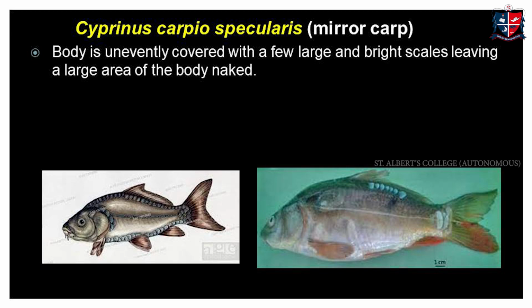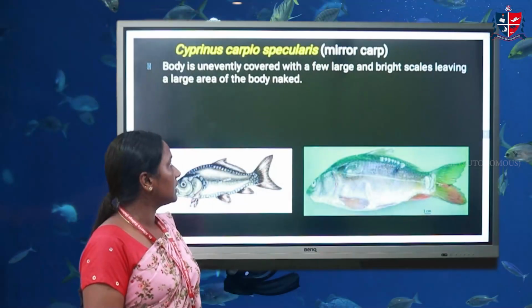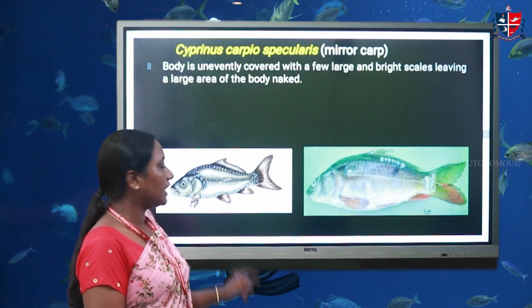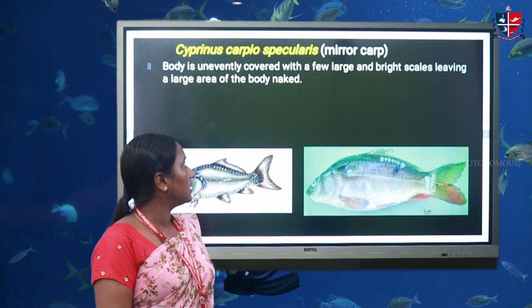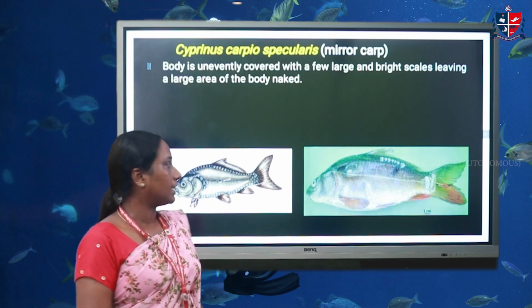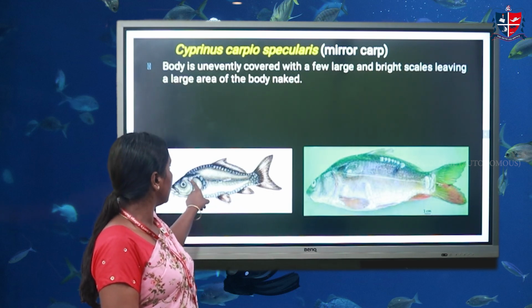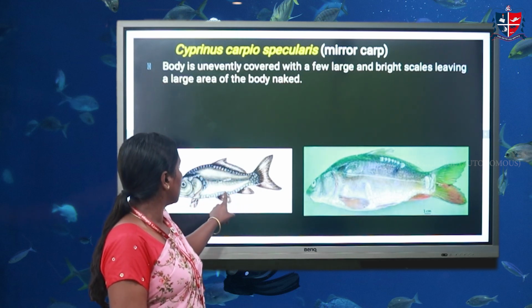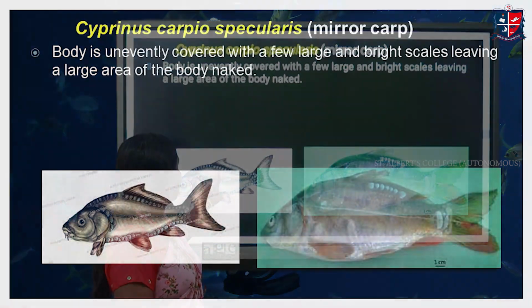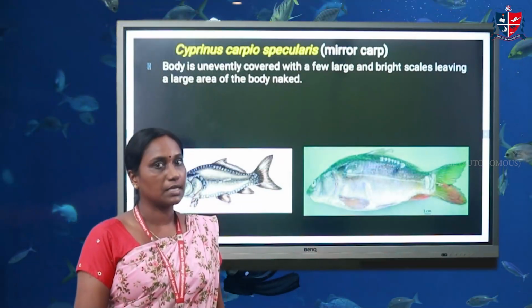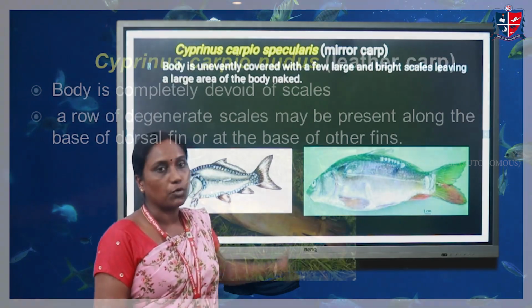Next one is Cyprinus carpio specularis. It is otherwise known as mirror carp. Like this figure, the body is unevenly covered with a few large and bright scales, leaving a large area of the body naked. In this picture, we can see large scales distributed unevenly in the fish, and the other areas are naked. There are no scales. So its name is mirror carp, mirror-like body.